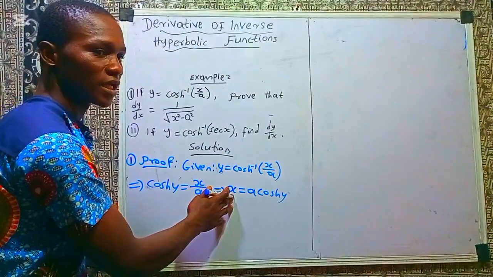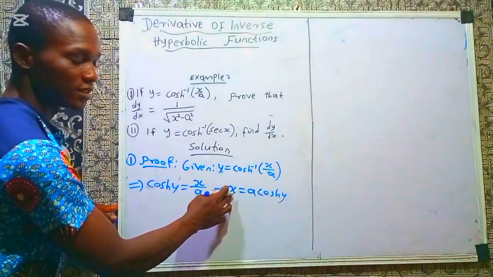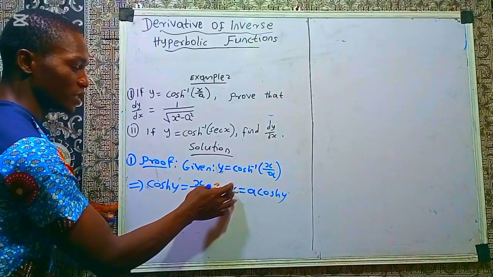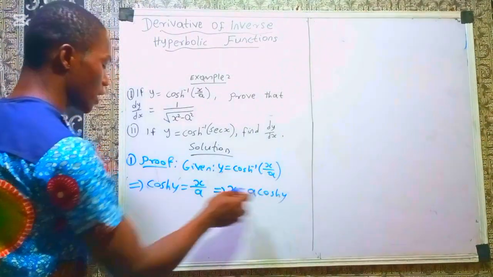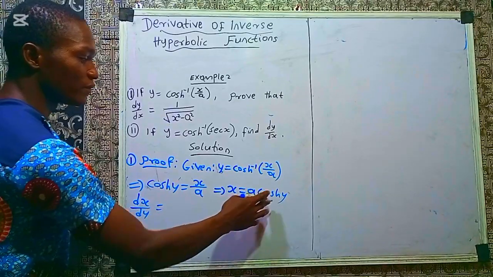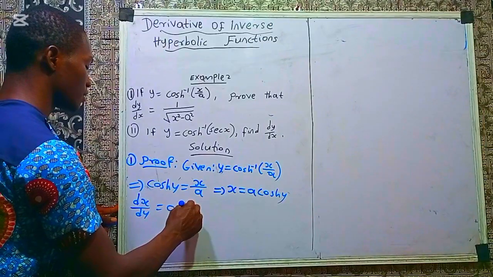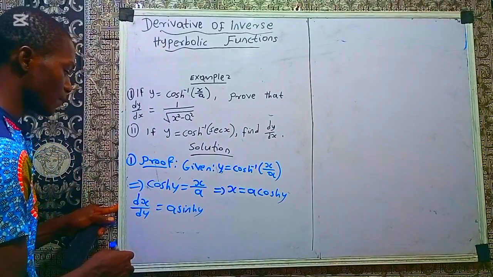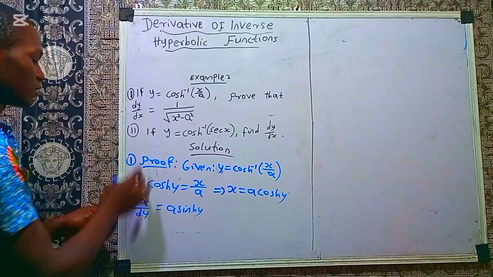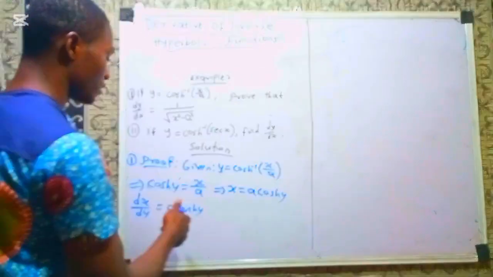So x is the dependent variable while y is the independent variable. So you now differentiate this dependent variable with respect to the independent variable, right? So you differentiate x with respect to y. The derivative of x with respect to y will be equal to, if you differentiate hyperbolic cosine, you get positive hyperbolic sine. We saw that in our previous video, right? Then in the proof we are looking for dy/dx, not dx/dy. So to reverse it, you just take the reciprocal.